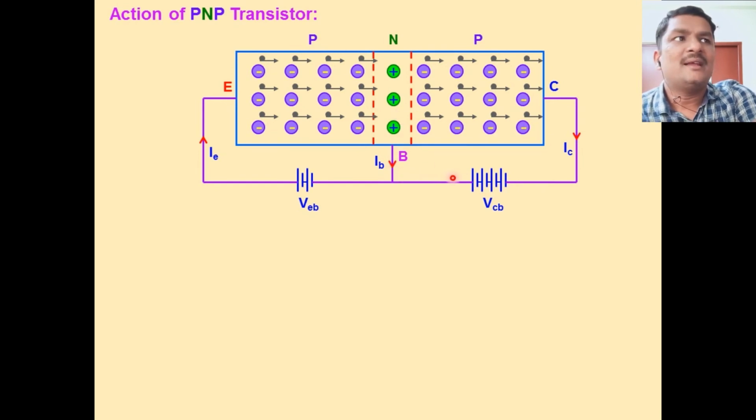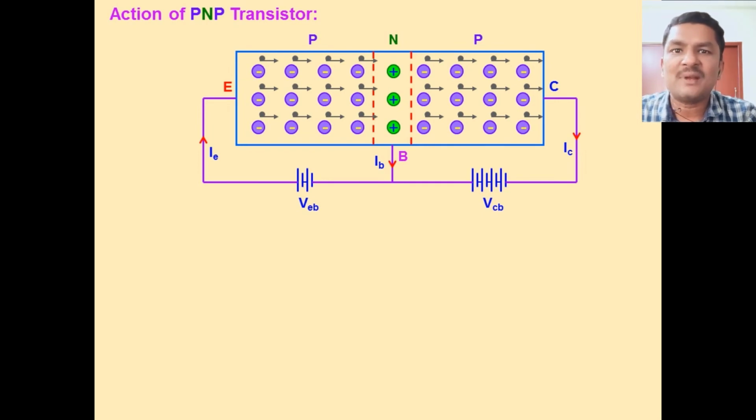And the collector P-type semiconductor is connected to the negative terminal of the battery and the N-type semiconductor is connected to the positive terminal of the battery. So this represents that the base collector junction is reverse biased. Students, note down that whatever may be the NPN transistor or PNP transistor, always the emitter base junction should be in forward bias condition and the base collector junction should be in reverse bias condition.